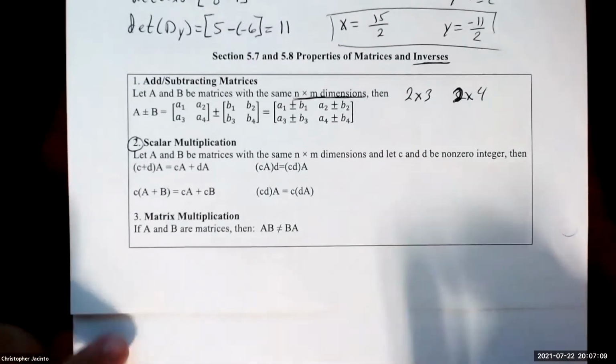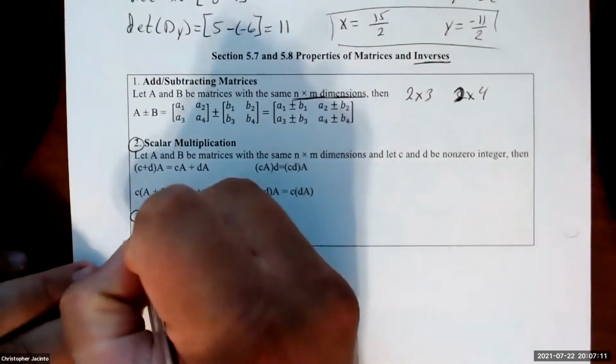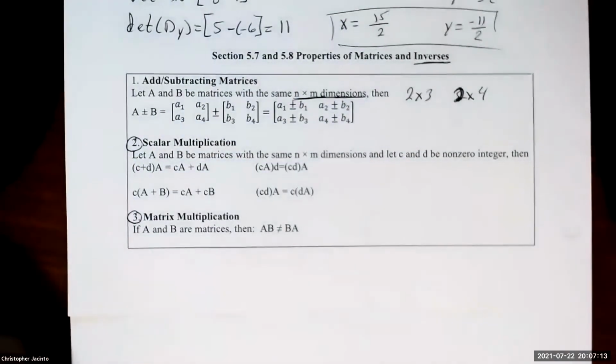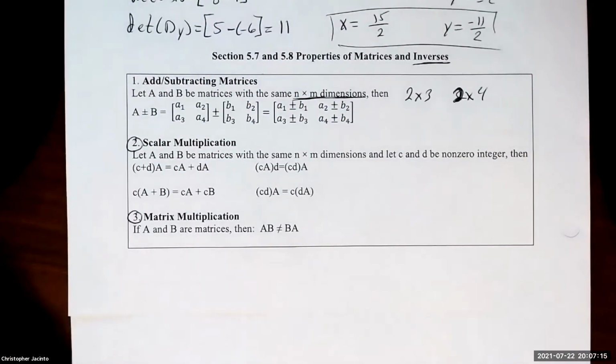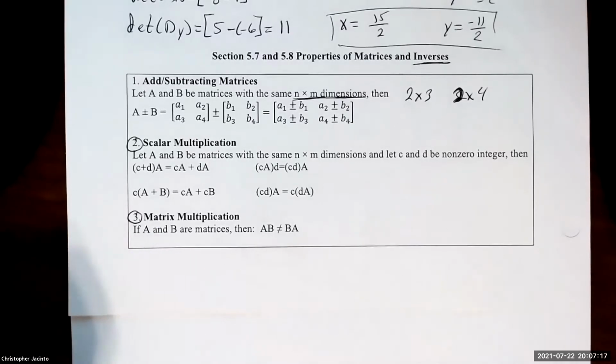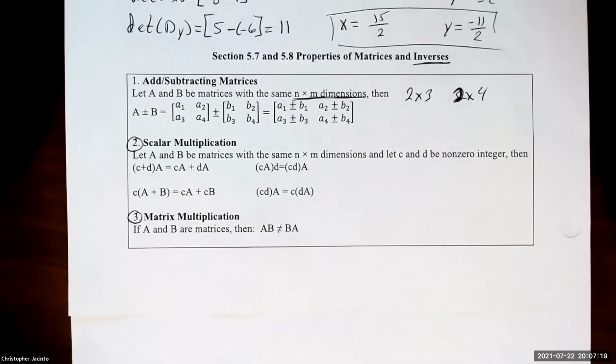But the big one we're going to talk about today is the multiplication, because believe it or not, there's no such thing as division when it comes to matrices. So there's only adding, subtracting, and multiplication. There is no such thing as division. And you'll figure out why there's no such thing as division. We'll talk about that in a little bit as well.